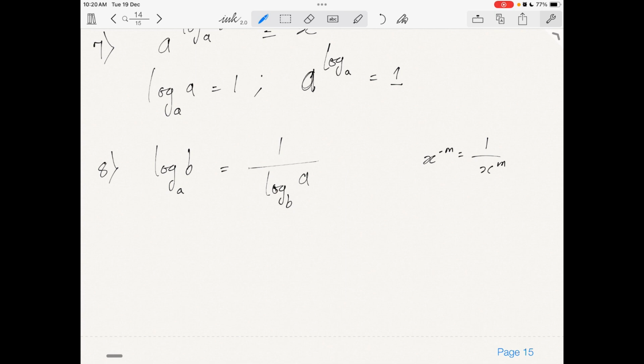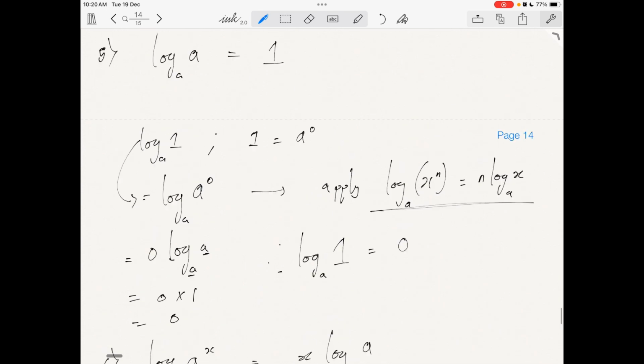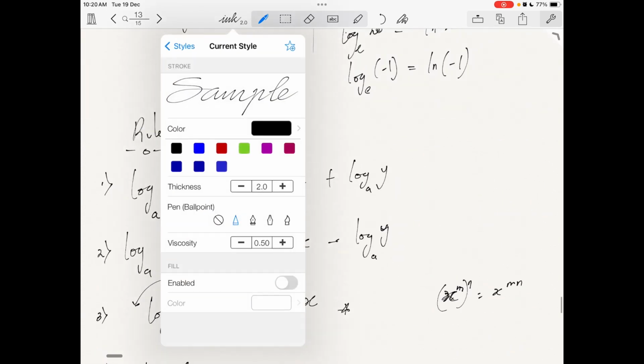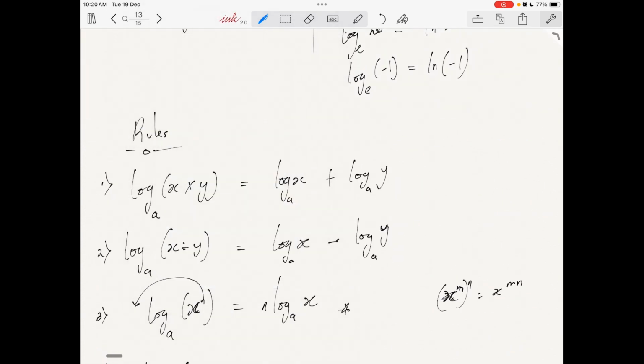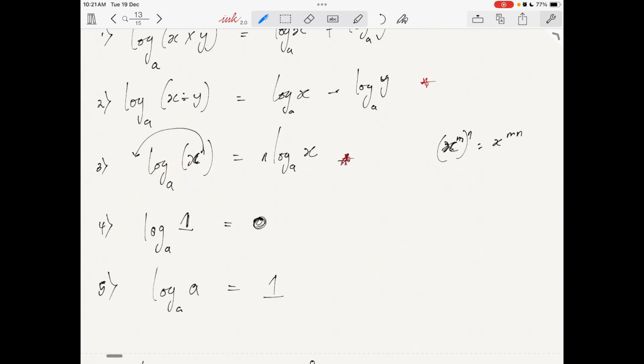So these laws, we have 8 rules here. 8 rules: 1, 2, 3, 4, 5.